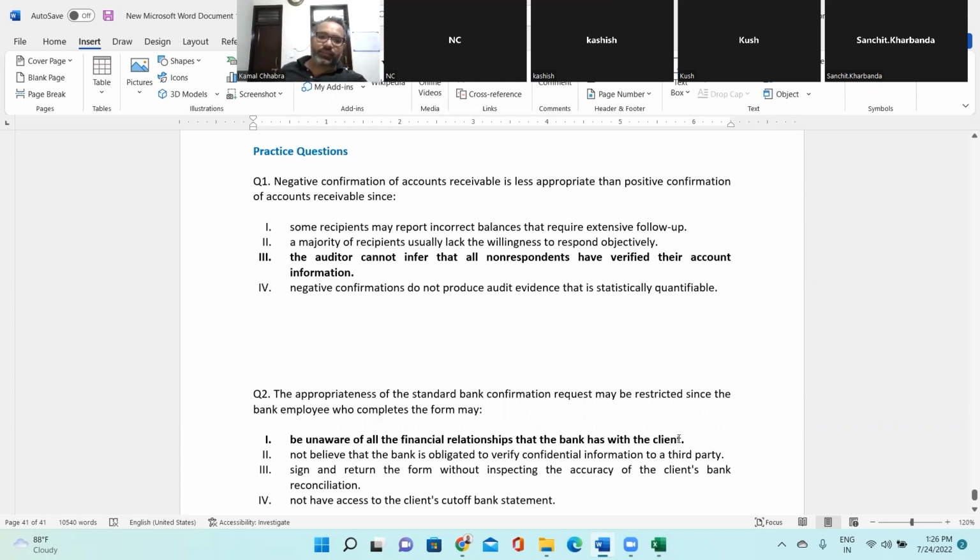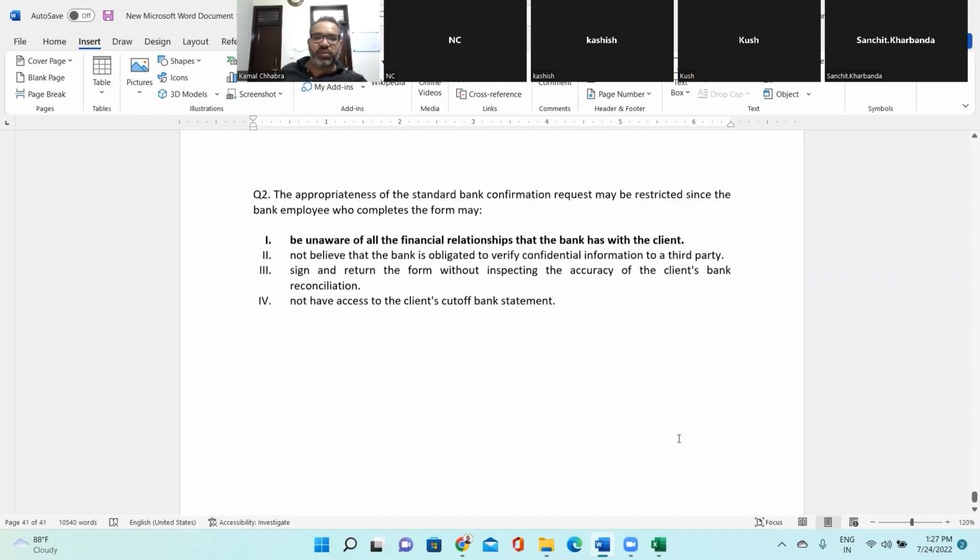In that case, अच्छा हाँ ठीक है. That's clear, because someone will respond only when they disagree with the information. But if someone doesn't respond, how do you verify कि उसने actually check किया है कि नहीं? ठीक है, got it. Right? Everyone agree to it? Yeah, Kashish, Kush, Sanchit.